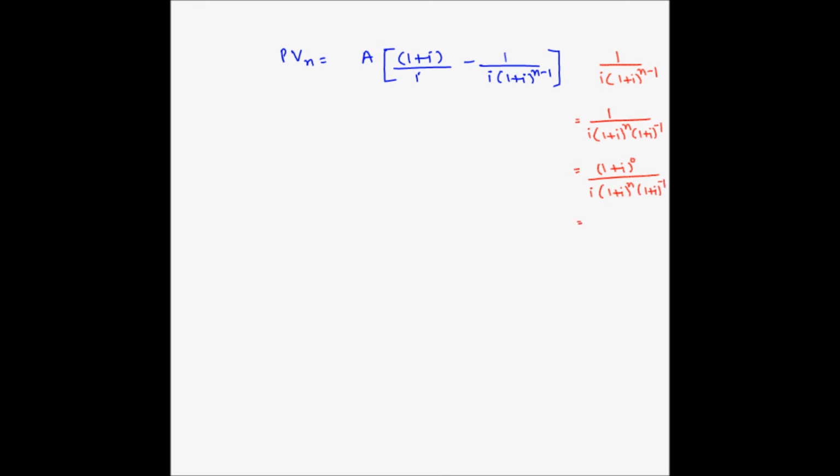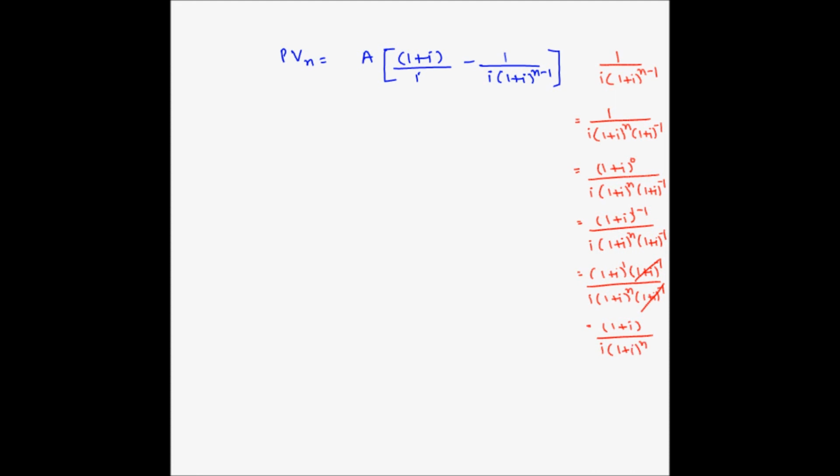Now 0 can be written as 1 minus 1. So (1 + I)^(1-1), 1 minus 1 is 0, divided by I into (1 + I)^n into (1 + I)^(-1). Now the numerator can also be written as (1 + I)^1 into (1 + I)^(-1), and the denominator is I into (1 + I)^n into (1 + I)^(-1). Now these two get cancelled. So this is equal to (1 + I) divided by I into (1 + I)^n.